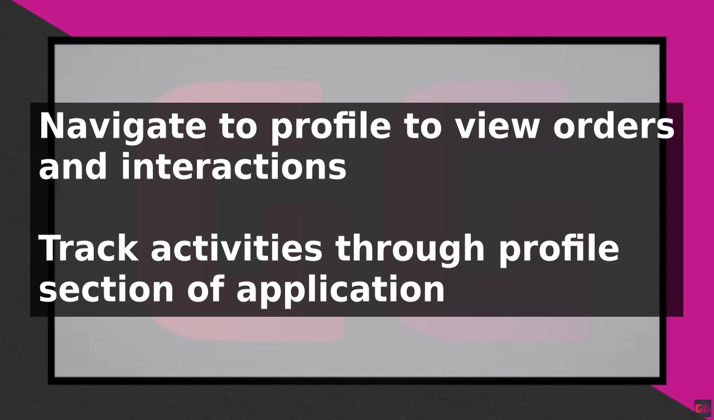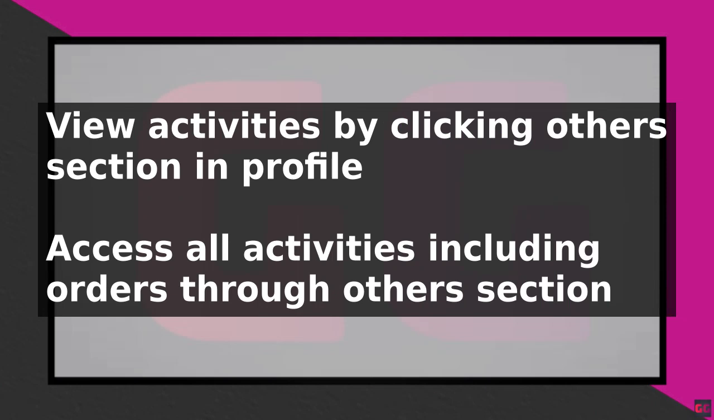Instead, you can track your activities by going to your profile, where you can view your orders and other interactions with the application. To do this, simply head to your profile and click on the Others section, which will give you access to all of your activities, including your orders. While there isn't a specific activity page on Temu, you can easily view your activities by following these steps.